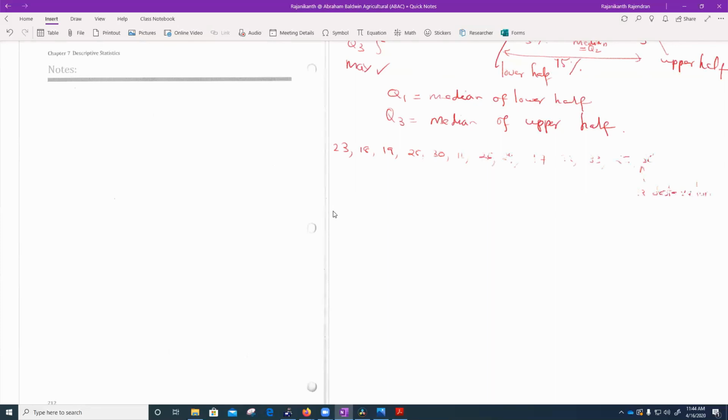Now what is the question? Finding the 5 numbers. What is your first procedure? The first step is to rearrange your data values in ascending order. Which one is the smallest? 15. The next one is 17. Then 18. Only one 18, right?